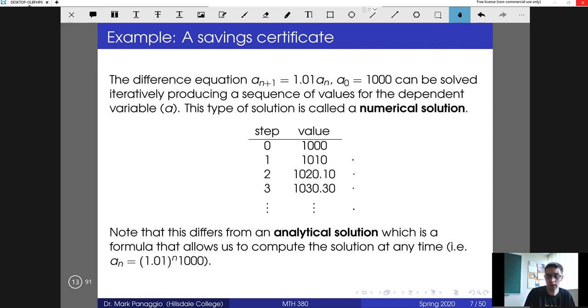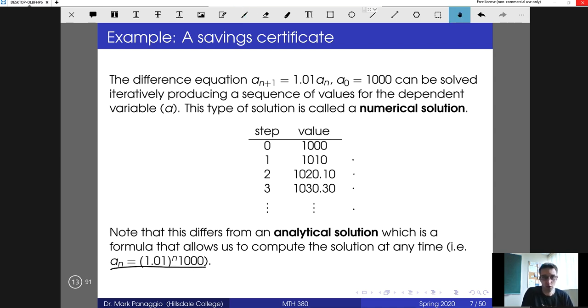Now, that's not the only way to analyze these types of problems. Sometimes what we'd really like to know is what is the formula that allows us to directly compute the value for the state at some future time. Now notice, in a numerical solution, we have to compute the values of A1, 2, and 3 if we want to compute A4. But an analytical solution would be a formula that allows us to skip to A4 directly. And in this particular problem, you can actually write down a nice formula. You can show that the value of A after n months is going to be 1.01 raised to the n times 1,000. And so that's a little more useful.